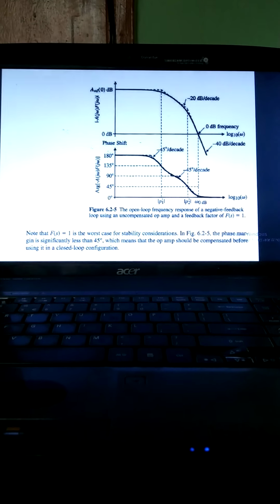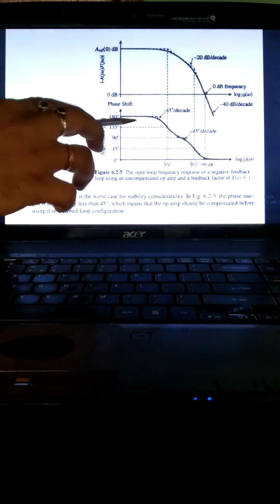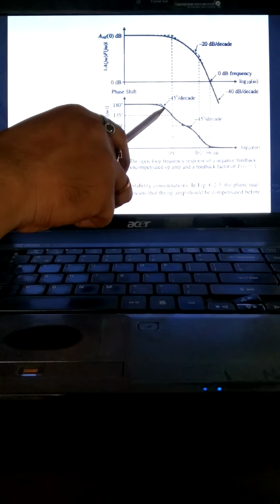Now note that this is with the feedback gain equal to 1. This is the worst case for stability consideration, and in the above figure the phase margin is significantly less than 45 degree. For an ideal op-amp it should be 45 degree, but this is not ideal. We can't design an ideal op-amp, so it should be slightly less than 45 degree. The dotted line is 45 degree, but the firm line is somewhat less than 45 degree. So the phase margin is significantly less than 45 degree.